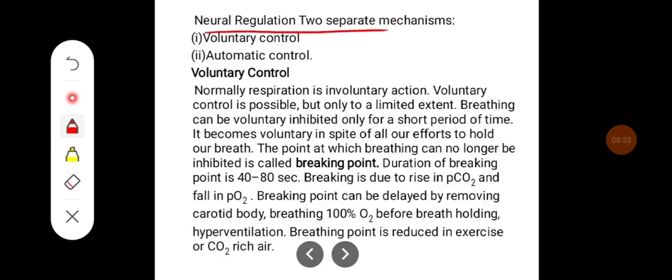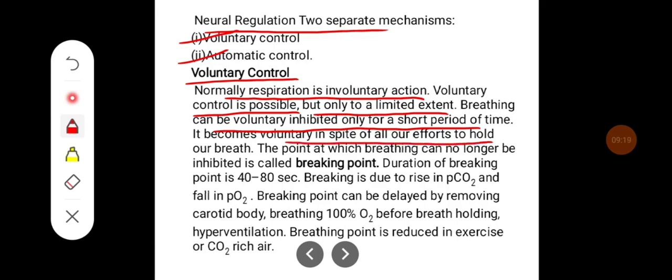The neural regulation has two separate mechanisms, the voluntary control and automatic control. When you come to the voluntary control, normally respiration is involuntary in action. Voluntary control is possible, but only to a limited extent. Breathing can be voluntarily inhibited only for a short period of time. It becomes involuntary in spite of all our efforts to hold our breath.